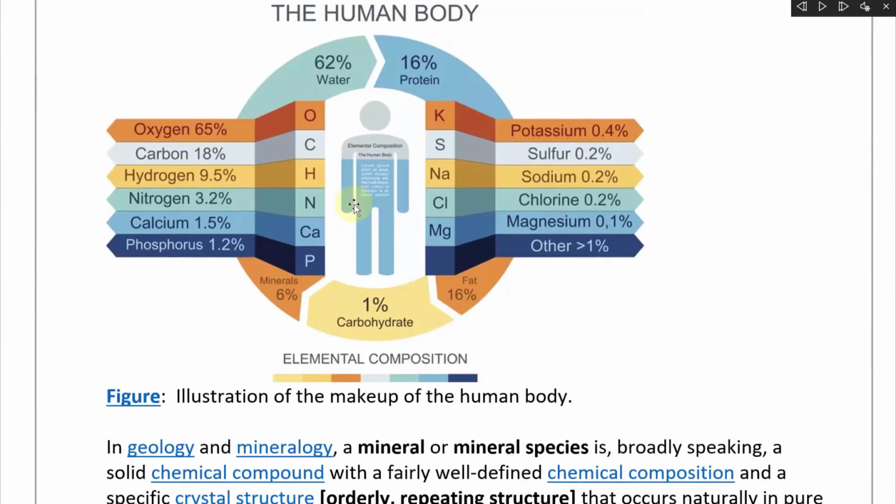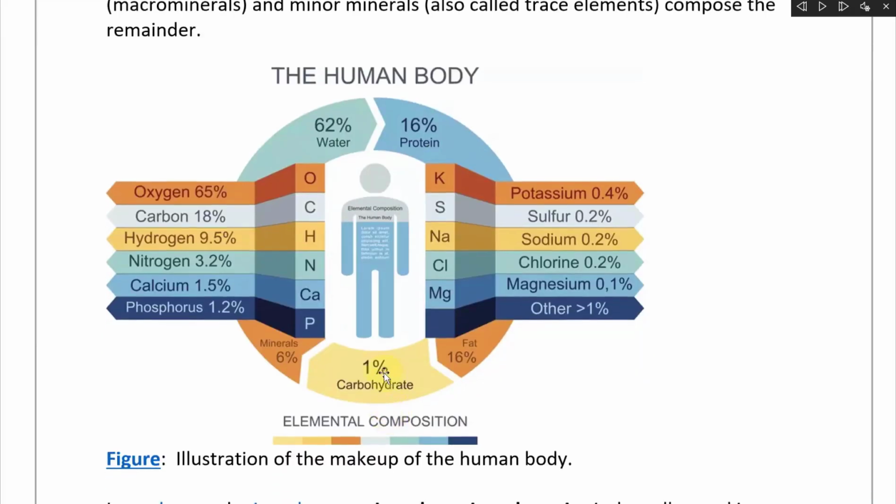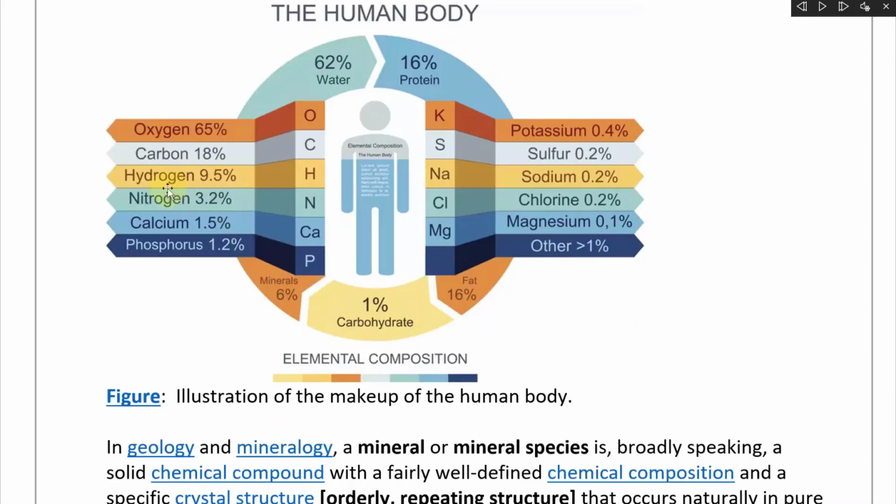Here's an illustration to show how much there is. This figure is from thoughtco.com, an illustration of the makeup of the human body. 62% of it is water, 16% is protein, 16% is fat, 1% is carbohydrate, and minerals are 6%. Then by element, oxygen is 65% of the body, carbon is 18%, hydrogen is 9.5%, nitrogen is 3.2%, and then calcium is 1.5%.